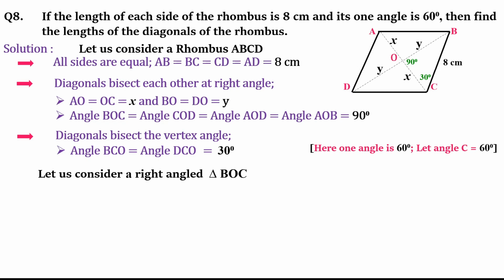The angle given to us is 60 degree, and by using this property, diagonals bisect the vertex angle, we have got that angle BCO is 30 degree. Now I have to focus only on right angle triangle BOC, which is right angled at O. Now I can apply a T ratio. Let us see. We can apply two T ratios because two unknowns are there. The base x is unknown and the perpendicular y is also unknown. So instead of taking one T ratio, I will take two T ratios.